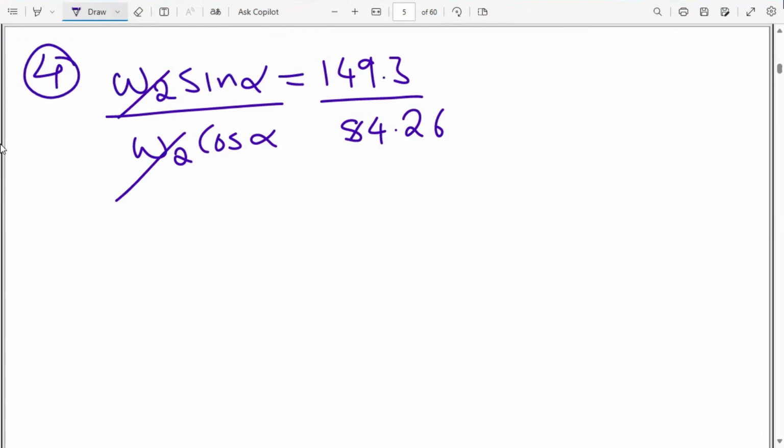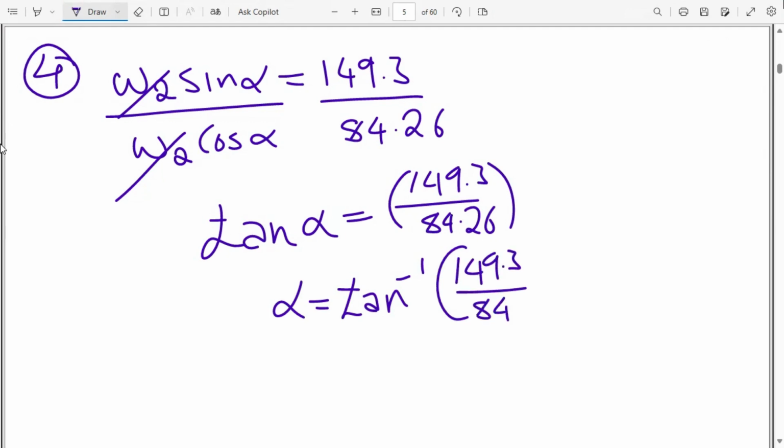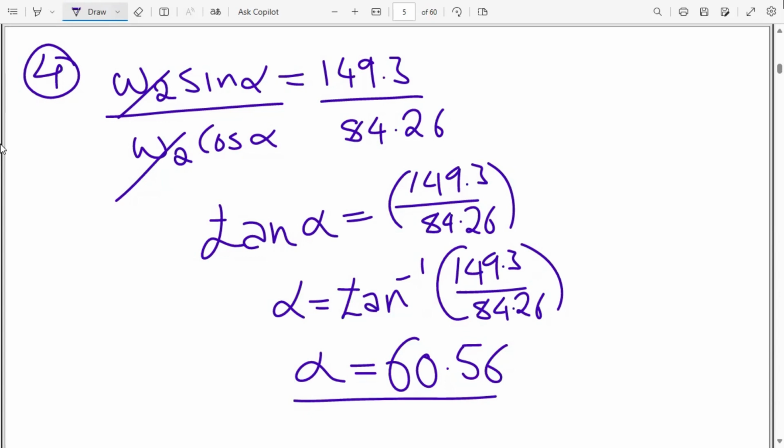W2 and W2 can cancel out. We can't cancel out the alpha since it's the angle here. Sine divided by cos is going to give us tan. So we're going to have tan alpha being equal to 149.3 over 84.26. I'm trying to find alpha, so alpha is equal to the tan inverse of 149.3 over 84.26. If I plug this into my calculator, I'm getting 60.56. My alpha is equal to 60.56.